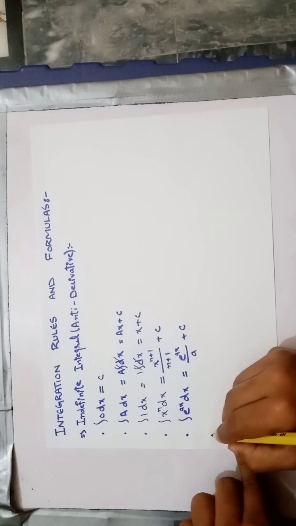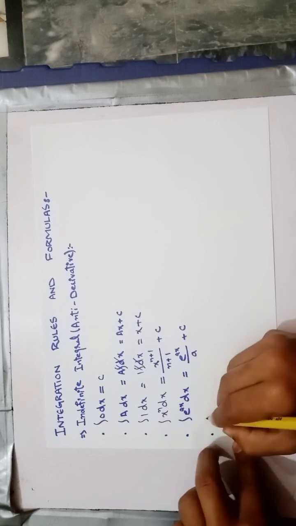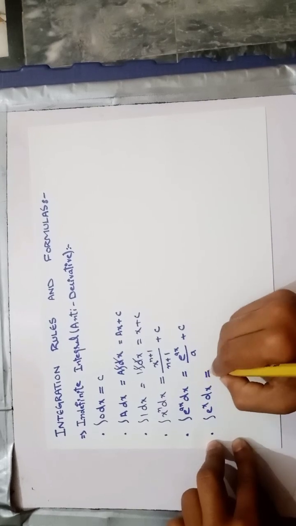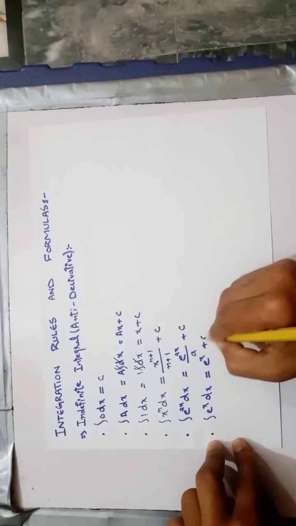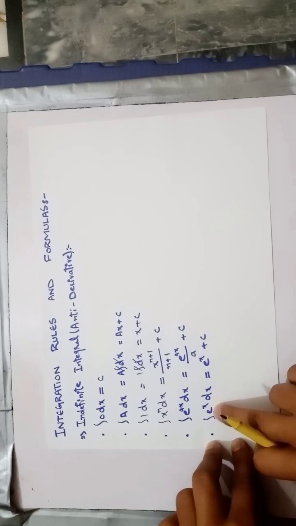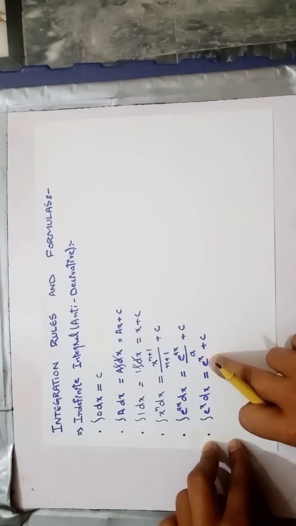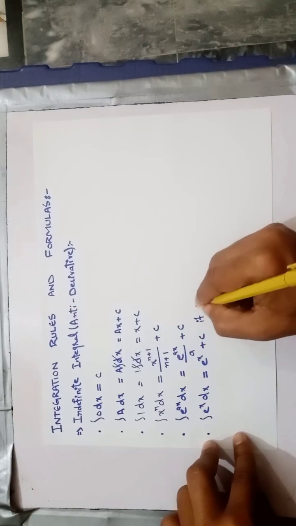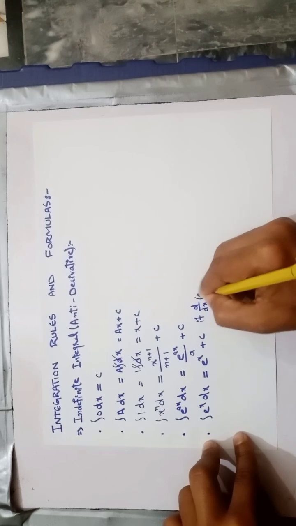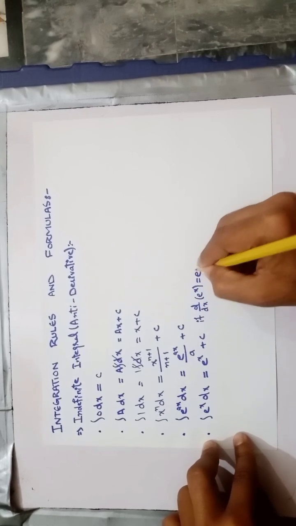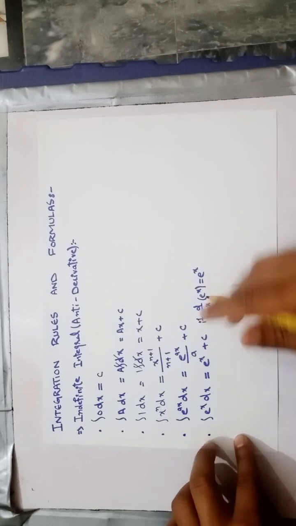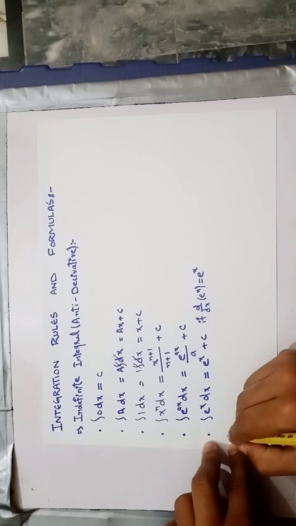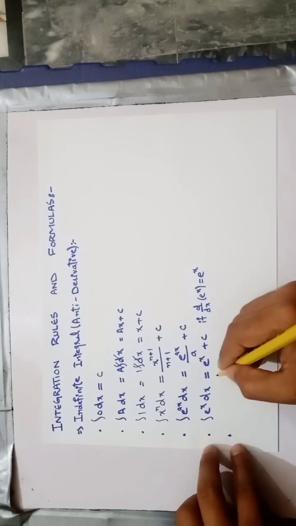And after that, remember that the exponential function is a function whose integration and derivative are the same. Means if we integrate e power x, we get e power x. And also if we take the derivative of e power x, then we also get e power x. So that is a function whose integration and derivative are the same.